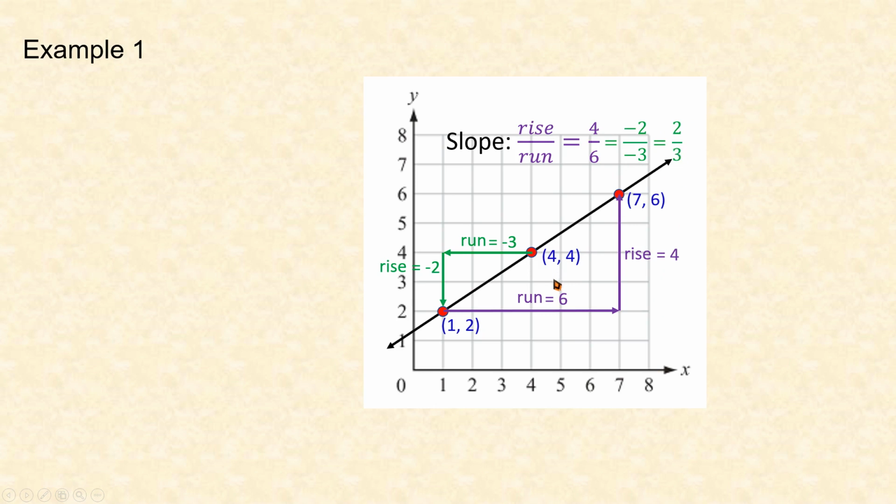So the point is that you can go from any point to any other point. You don't have to go from left to right. You can go from right to left, and that'll make you go down.